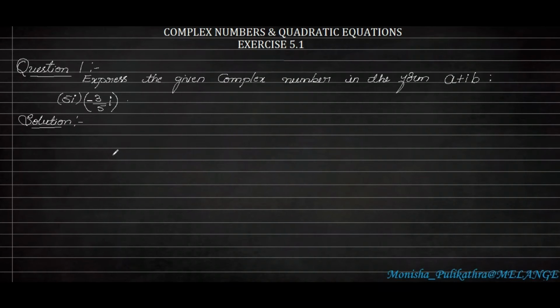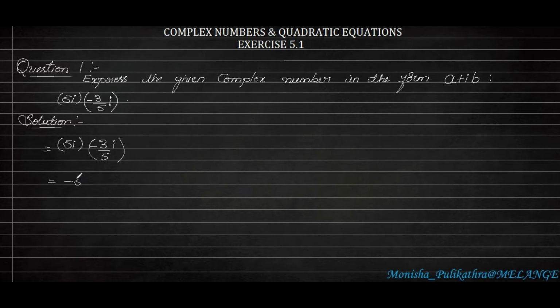Moving on to the first question of exercise 5.1. The question is, express the given complex number in the form a plus ib. So we have to interchange and solve this complex number into the form a plus ib. Okay. So here the question is 5i into minus 3 by 5i. So we need to interchange it in that form so that to bring it down in the form of a plus ib. Okay. So first I will be taking this minus here.